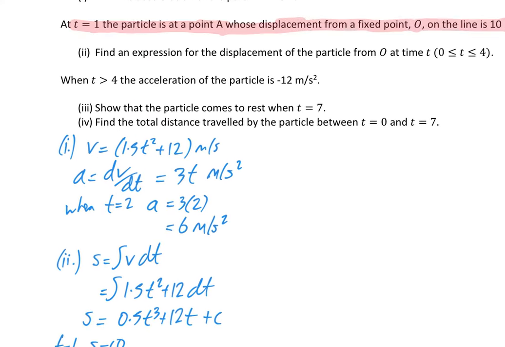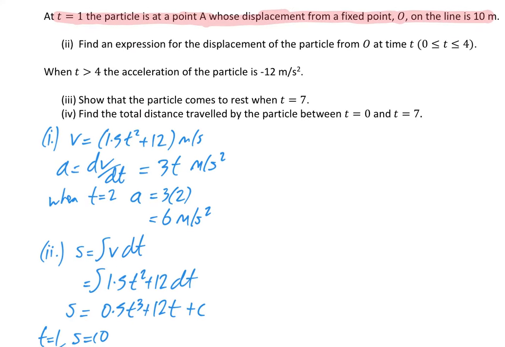Okay, we'll look at part 3. Part 3 says when t is greater than 4, the acceleration of the particle is minus 12. So that means it becomes a constant acceleration after t is equal to 4. It says show that the particle comes to rest when t is equal to 7. Now what I need to do first here is find the speed when t is equal to 4. I need to find the speed or the velocity. And then we can just use our constant acceleration formulas from there on.